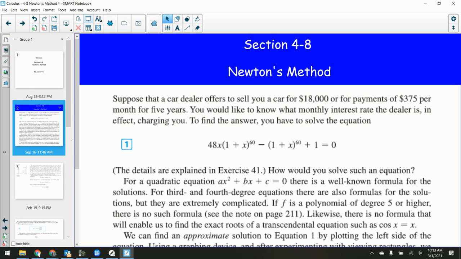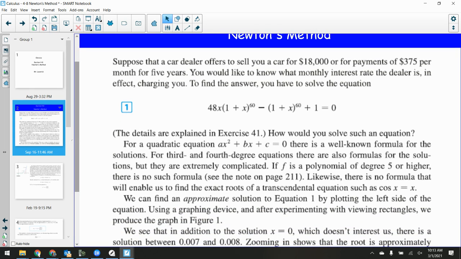The book presents this example. Suppose that a car dealer offers to sell you a car for $18,000 for payments of $375 per month for 5 years. You'd like to know what monthly interest rate the dealer is in effect charging you. To find the answer, you would have to find the solution to this equation. That seems like a pretty intricate equation to solve, right?